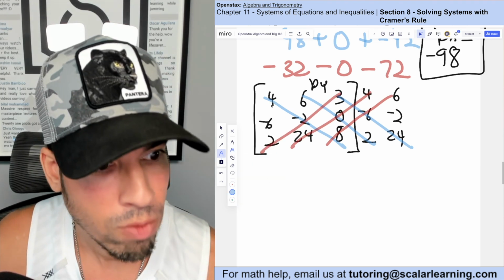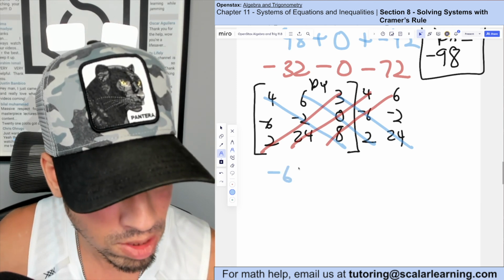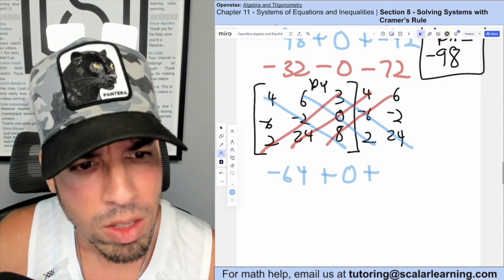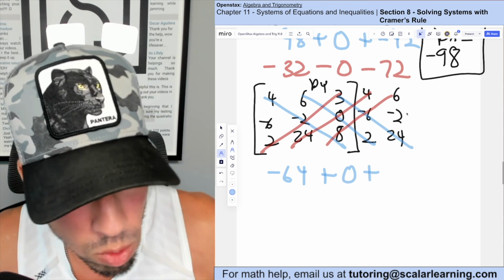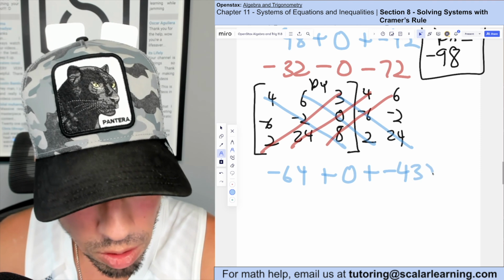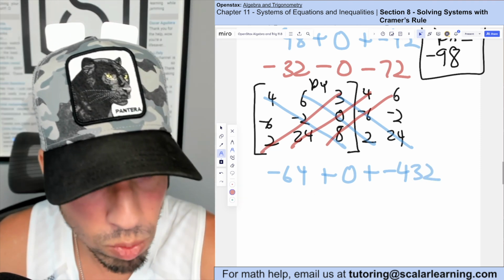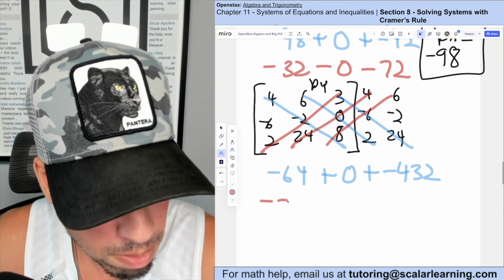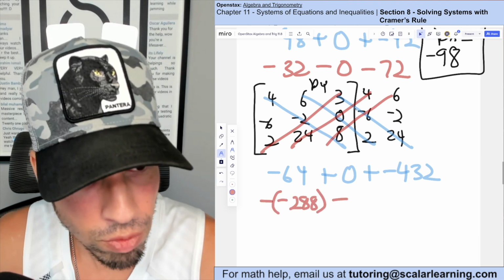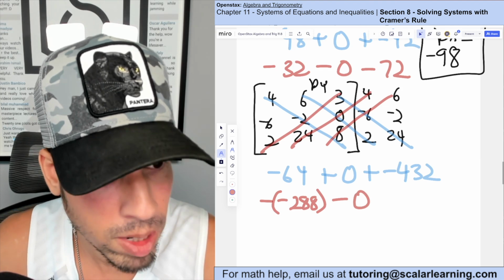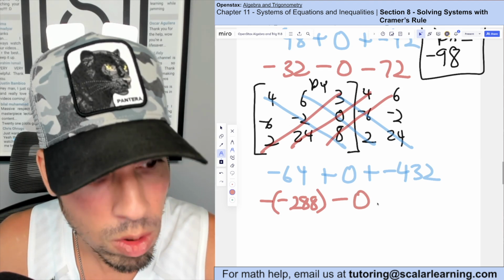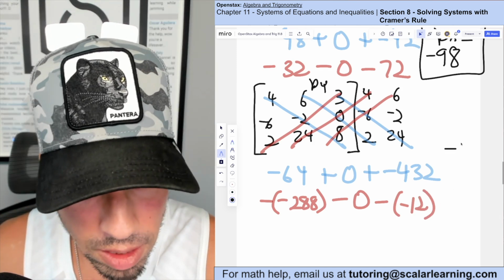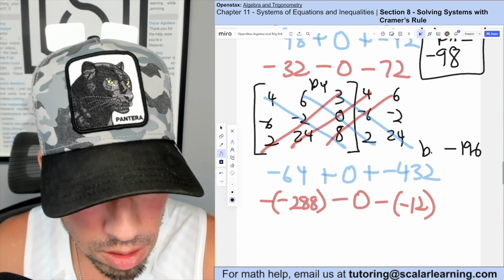So first we got 4 times negative 2 times 8 is negative 64 plus 6 times 0 times 2 is 0 plus 3 times negative 6 times 24, that's negative 432. And then we come back for the reds. Then we got 6 times negative 2 times 24, which is negative 288, but we're minusing that, right? Minus 4 times 0 times 24, which is 0, minus 3 times 1 times 2, which is 6. And we get negative 196. That's going to be dy.